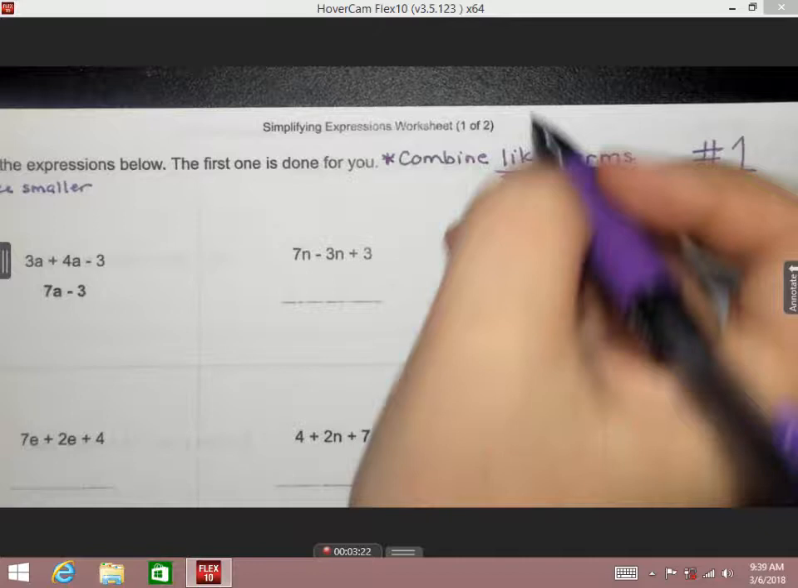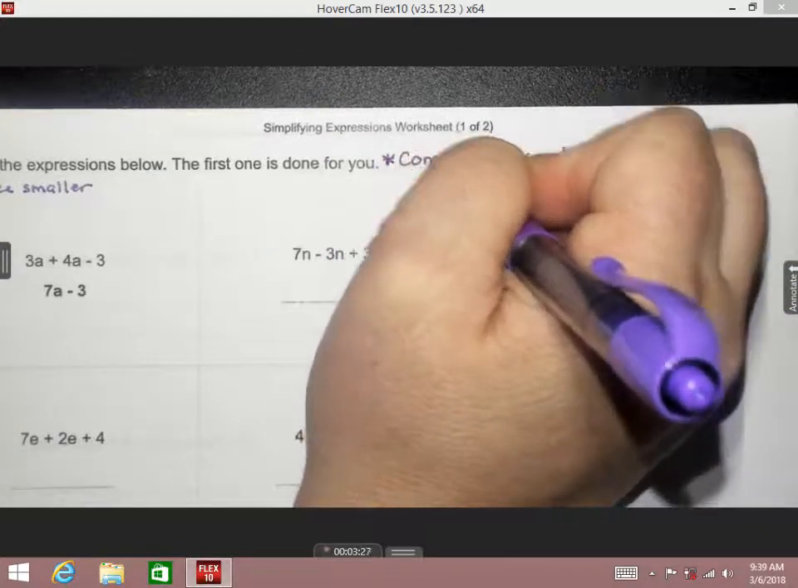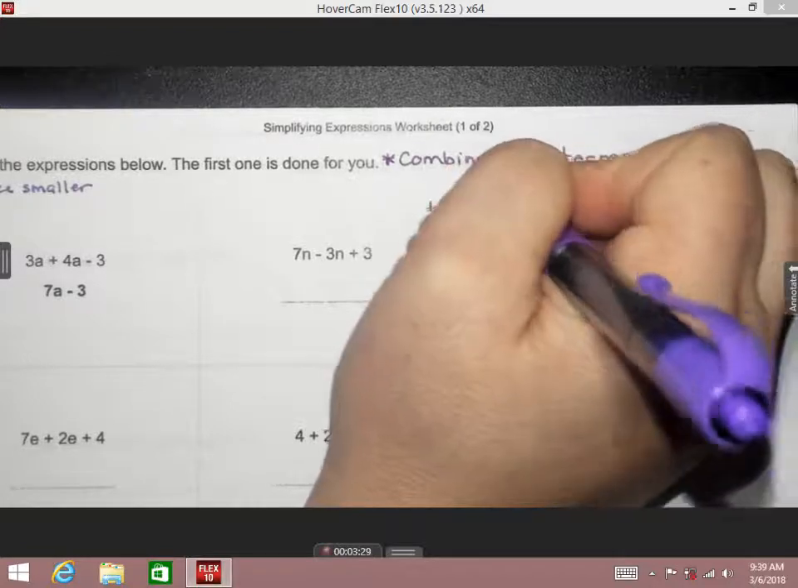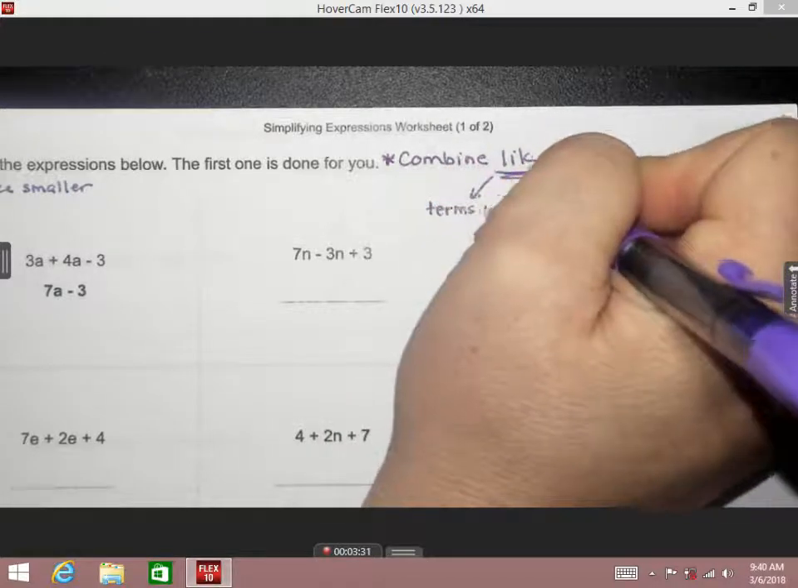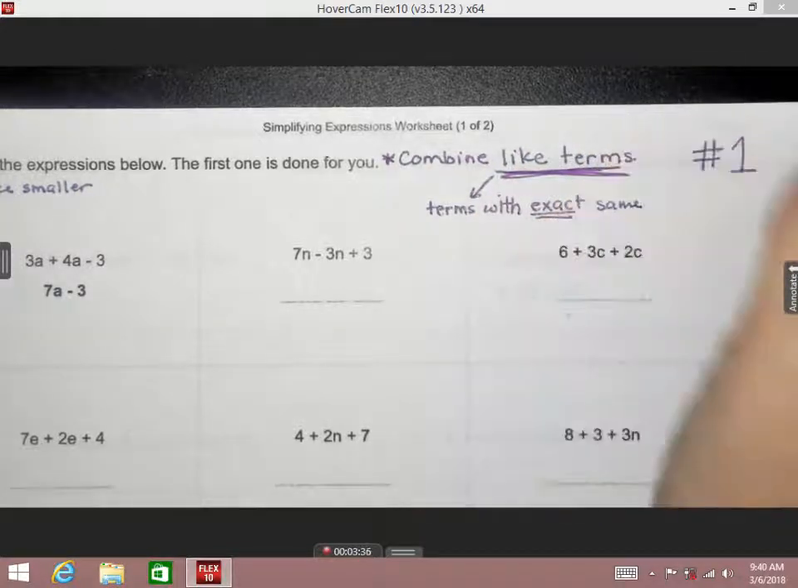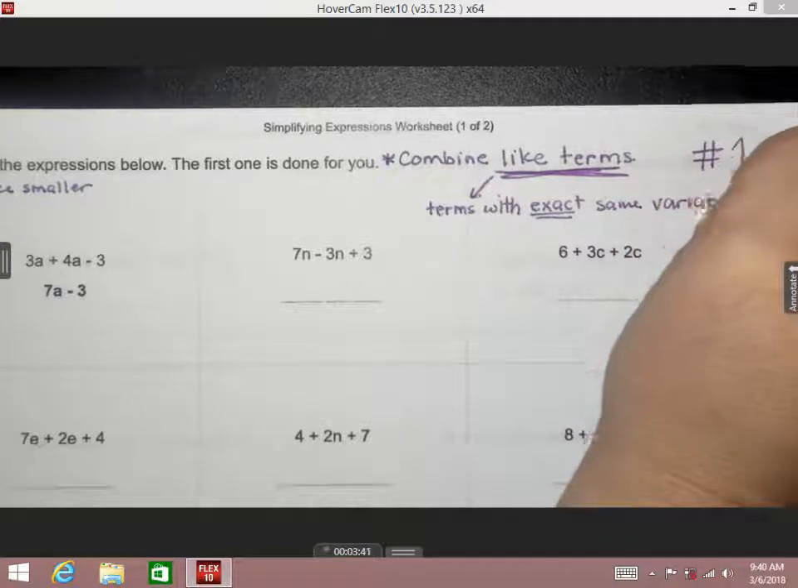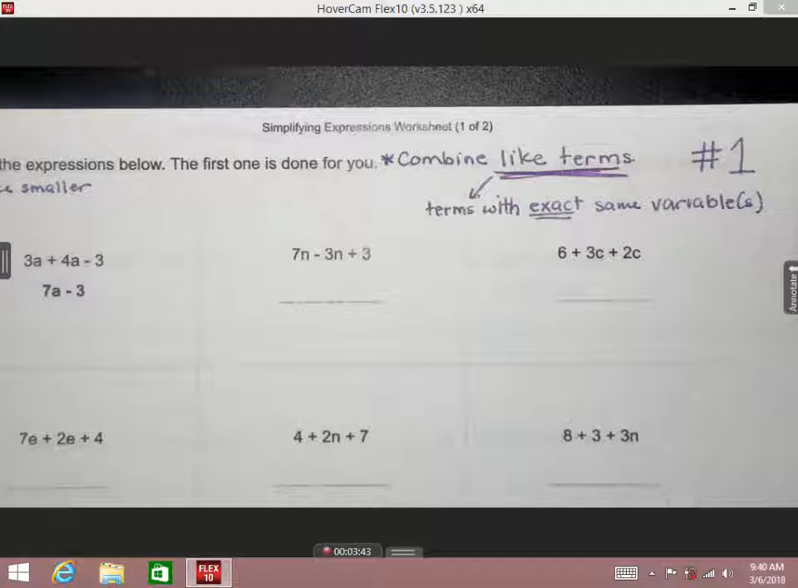Terms with the same variable. In fact, we're going to specify terms with the exact same variable, or variables, because sometimes you'll have more than one letter or more than one variable attached to a number. Okay, so they're the terms with the exact same variable or variables. So that S in parentheses means it might be plural, it might not.